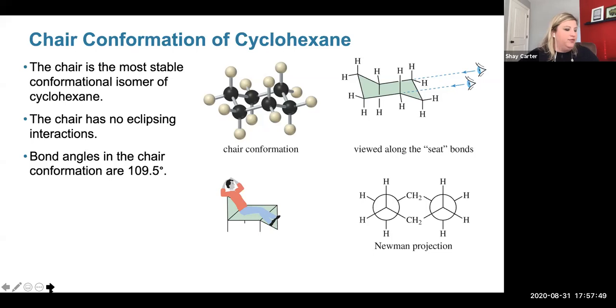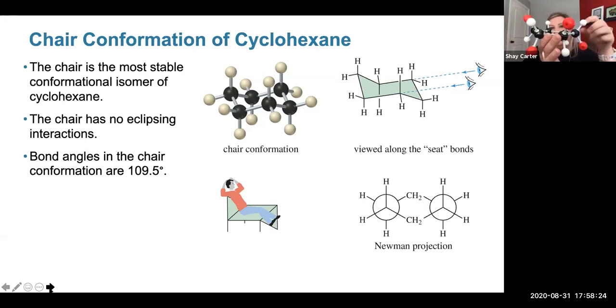The chair conformation. So I've got my big molecule of cyclohexane here, okay? A lot of times, when we're drawing on the board, we draw cyclohexane in just a single plane, okay? But when we have cyclohexane in a straight plane, all of the carbon-carbon bonds are eclipsed, and all of the substituent bonds are also eclipsed. And this is a very unstable conformation. It doesn't like being this way.